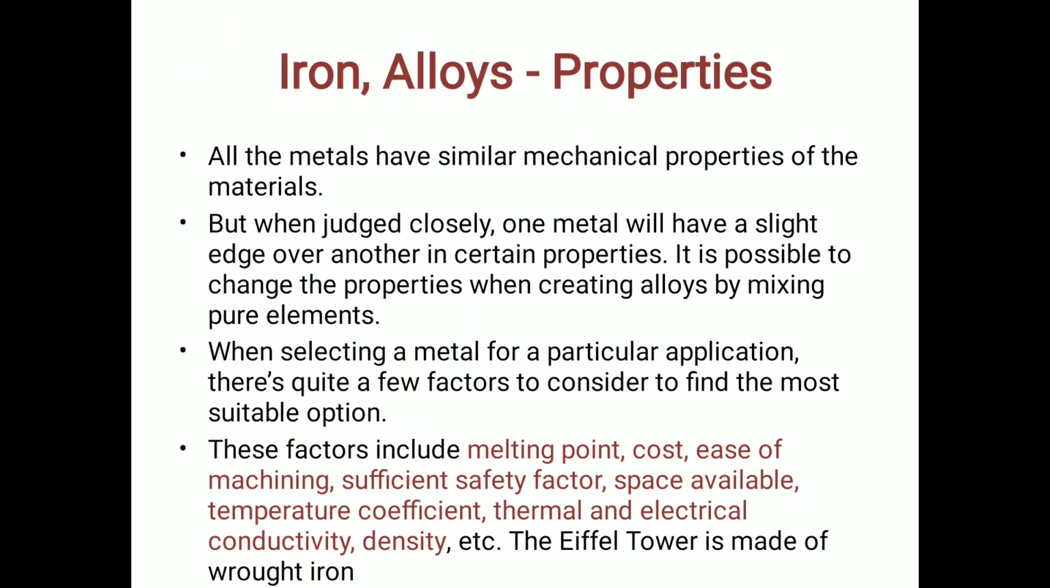Iron alloy properties. All the metals have similar mechanical properties, but when judged closely, one metal will have a slight edge over another in certain properties. It is possible to change the properties by creating an alloy, mixing pure elements. When selecting a metal for a particular application, there are quite a few factors to consider to find the most suitable option. The factors include melting point, cost, ease of machining, sufficient safety factor, space available, temperature coefficient, thermal and electrical conductivity, density, etc. The Eiffel Tower is made up of wrought iron.